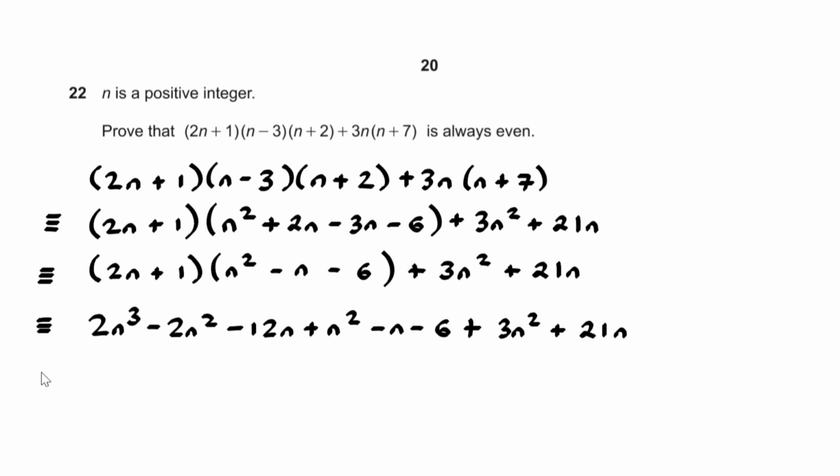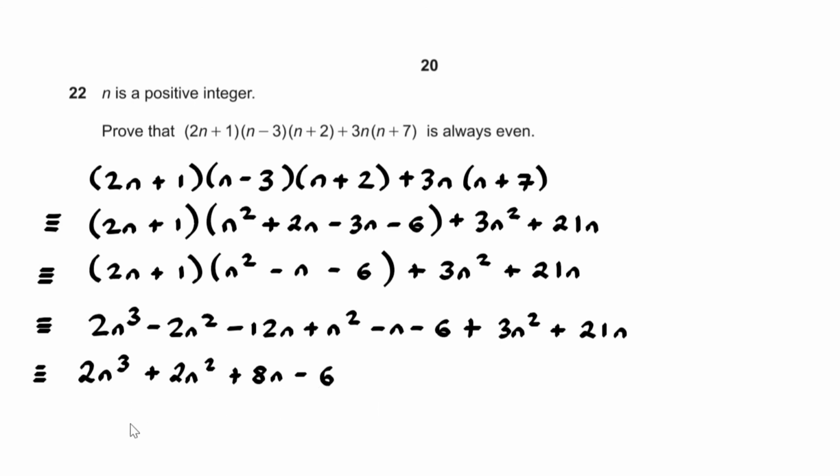So now let's see what we can do to simplify all this. We have 2n cubed, and then I've got minus 2n squared plus n squared plus 3n squared. So that's 2n squared. Then I've got minus 12n plus 21n. Subtract n, so that is 8n. And then I've got the minus 6 with it.